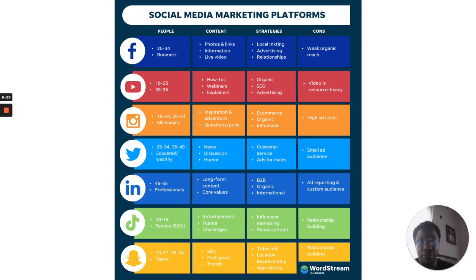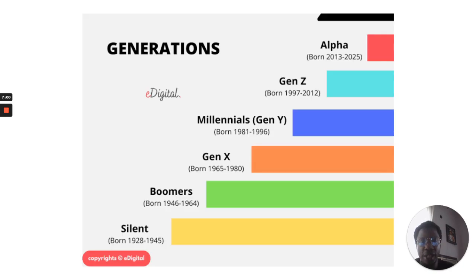And even for TikTok, you actually have more females. About 60% of the people on that channel are females. So depending on the kind of product you are building, you want to put that into context. We're going to look at how the content and the strategies and the pros and cons actually work together with how you should be targeting each of the channels that you want to use. And so think generations when you're thinking about your marketing program or your acquisition.